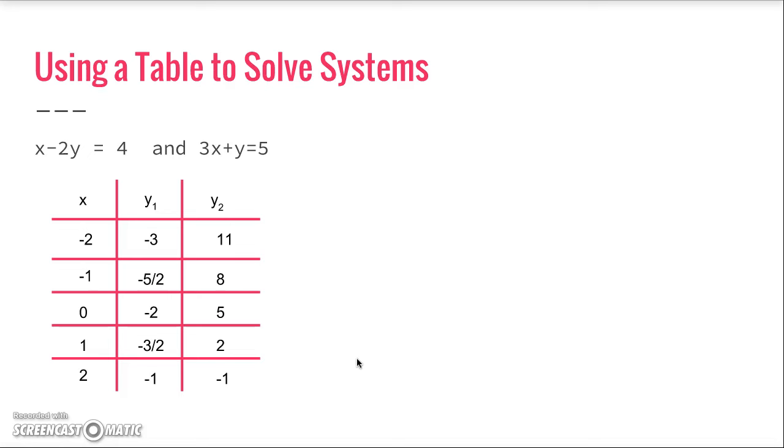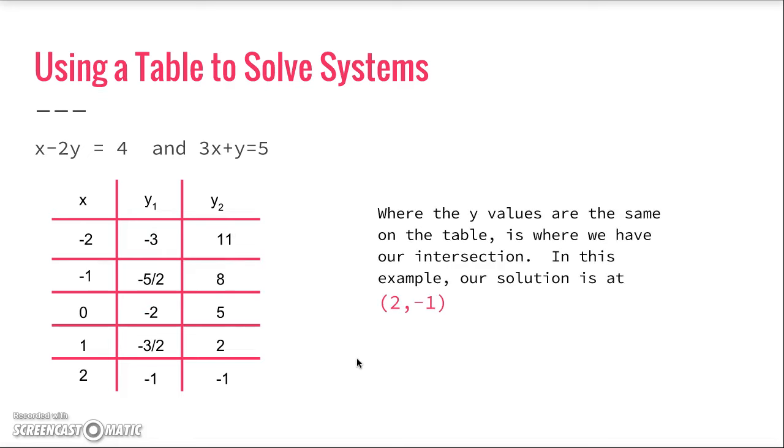So, looking at it, where our y values are the same on the table is where we're going to have our intersection. That means that's our solution. So if you take a look at our table, where the x value is 2, our y values are exactly the same. We have -1 for our y1 and -1 for our y2. Therefore, our solution is the point (2, -1).